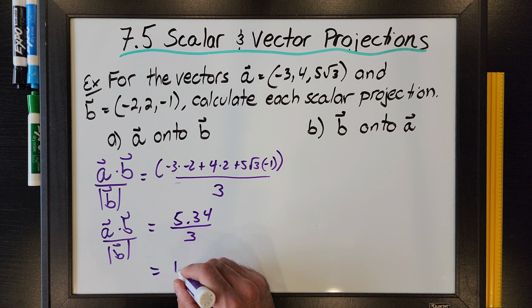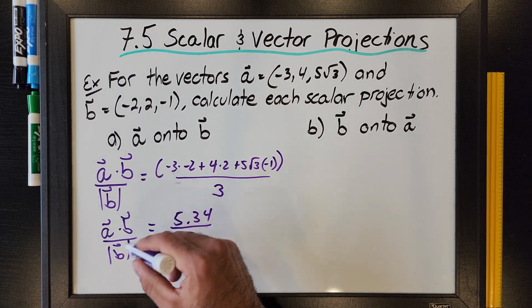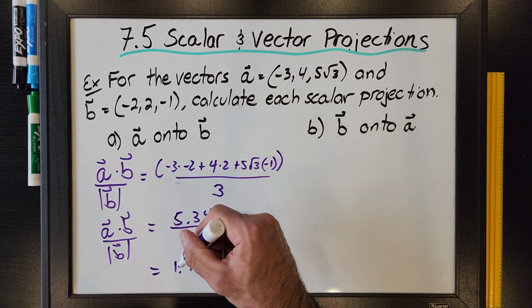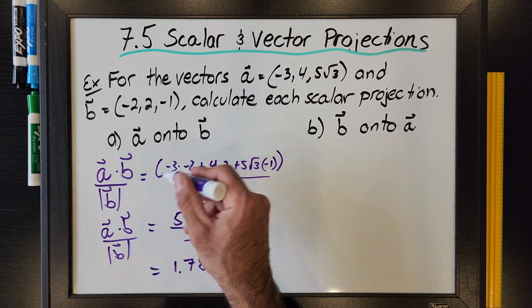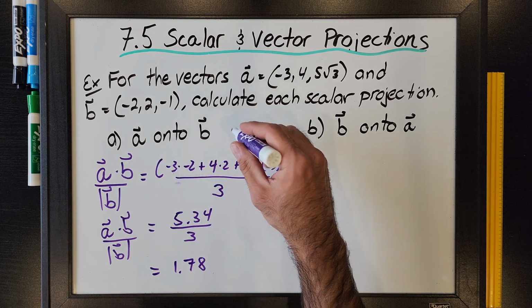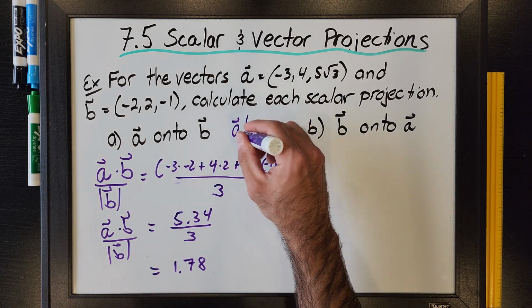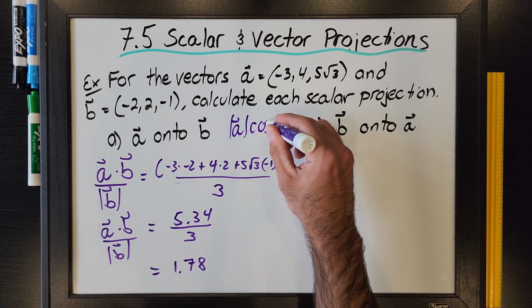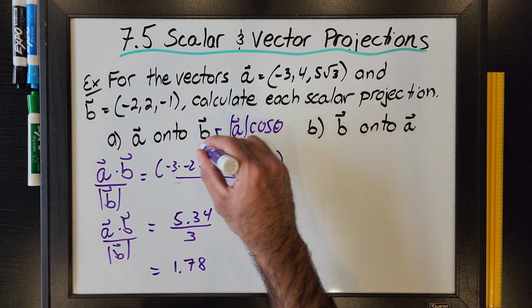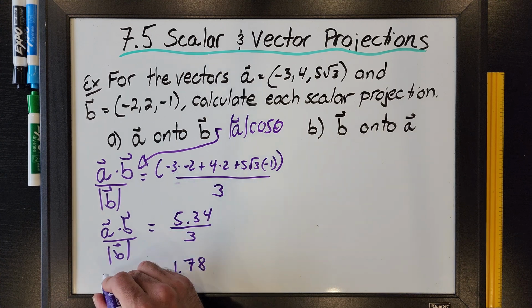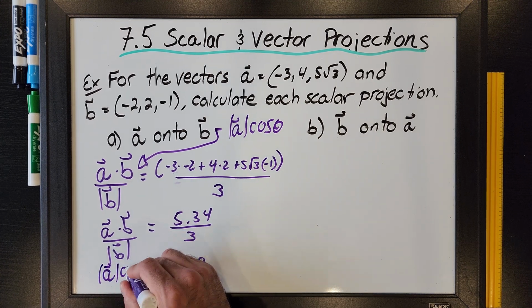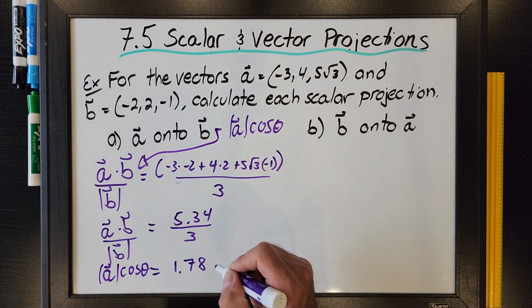And this is going to be 1.78. So the dot product, sorry, the projection is 1.78, but there's another side to this equation that I didn't write down here, but we had it on the other screen, and that's going to be the magnitude of A cos theta. Sorry, these two are equal. So I can say that the magnitude of A cos theta is 1.78.